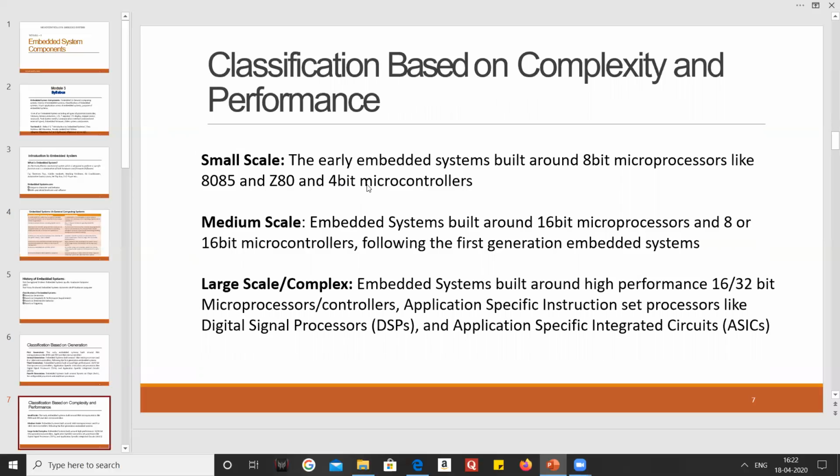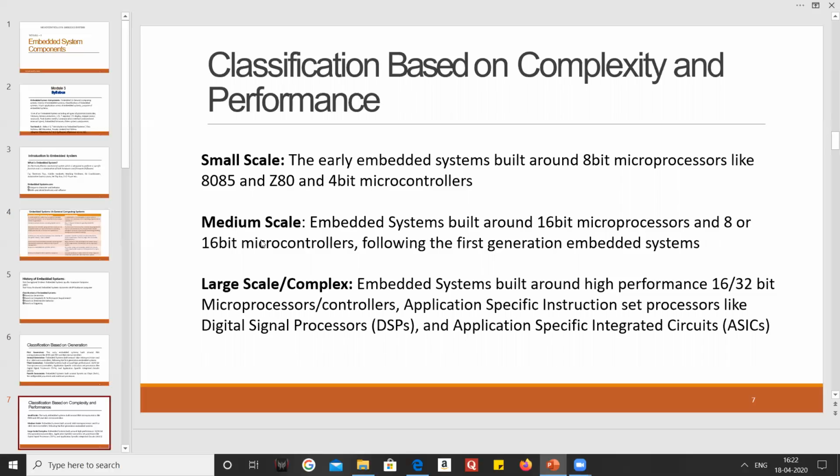minimal in its dimension or requirement, and there is no time criticality. So we can think of those applications. For those applications, it definitely works with 8-bit or 4-bit microcontrollers.